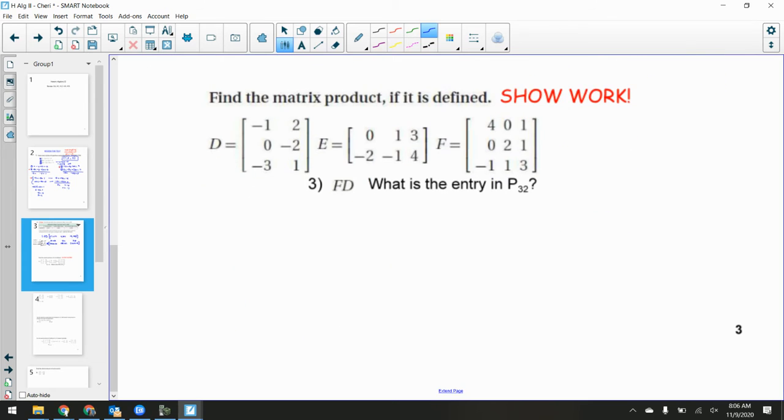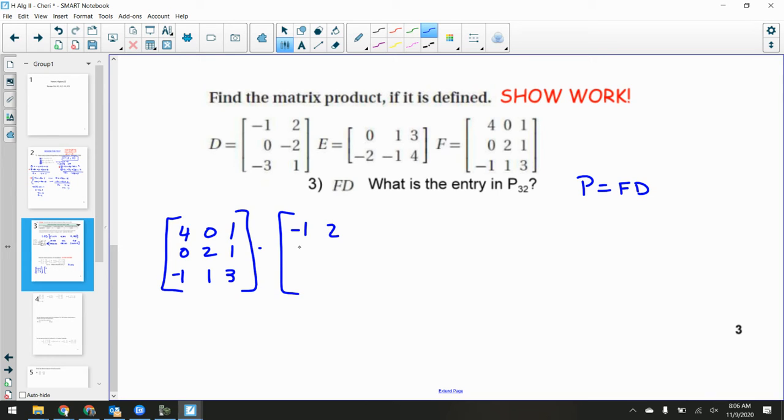Find the matrix product. Show work, if it is defined. And then we'll define entry P32. Now, when I say P32, that must mean that the product is P equal to F times D. So now let's find F times D. We've got F is 4, 0, 1, 0, 2, 1, negative 1, 1, 3, and then I'm going to multiply it by D: negative 1, 2, 0, negative 2, negative 3, 1. Again, I do not have my graphing calculator for this portion, so I've got to run the numbers.